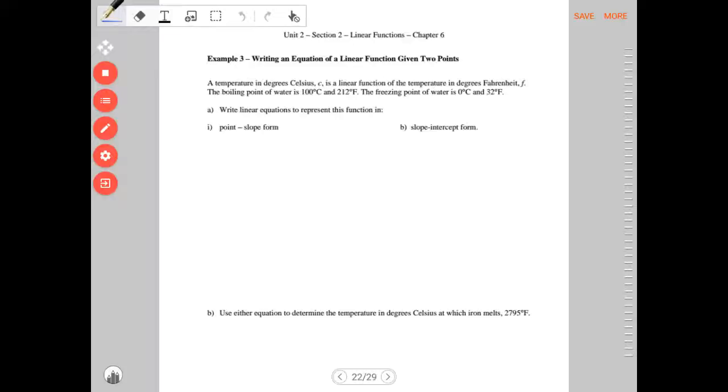Before we get started on this, we should try and identify who's who. The temperature in degrees Celsius is a linear function of the temperature in Fahrenheit. What that means is that the temperature in degrees Celsius is some kind of function of degrees Fahrenheit. So let's call that f of capital F. Doesn't matter. The whole reason I'm doing this is that the Celsius is the y coordinate. So Celsius equals the y. That means that Fahrenheit would equal the x coordinate.